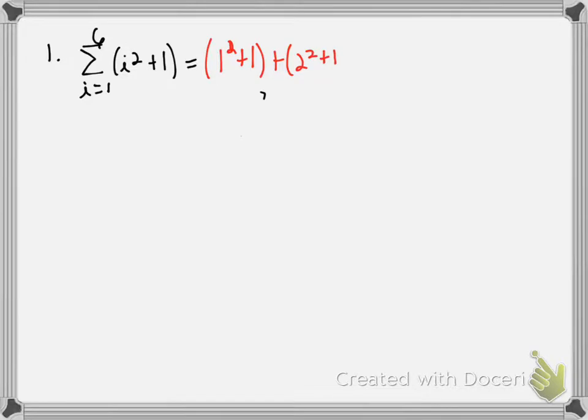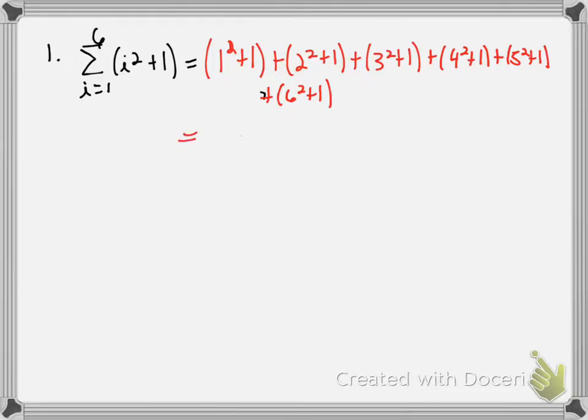So our first one up says expand the sum from i equals 1 to 6 of i squared plus 1. Okay, so we're going to start substituting in. I'll change my color so we can see what's happening. So we have 1 squared plus 1 plus 2 squared plus 1 plus 3 squared plus 1 plus 4 squared plus 1 plus 5 squared plus 1 plus 6 squared plus 1.